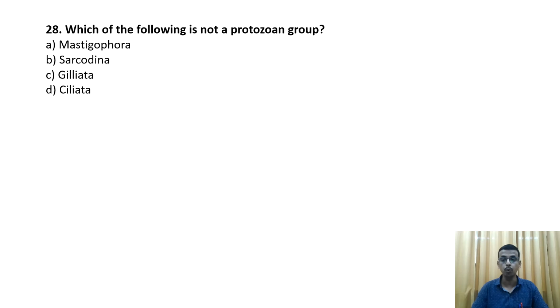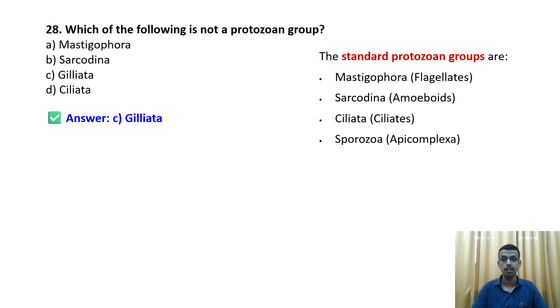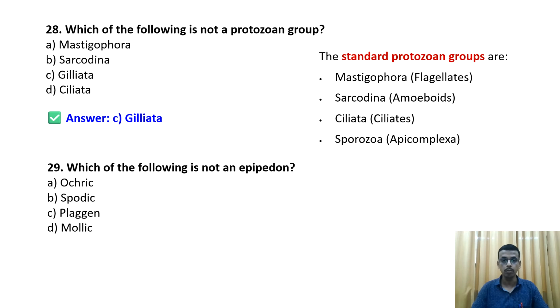Which of the following is not a protozoan? This question came from the book of Brady. So there are amoeba, Mastigophora, Sarcodina, Ciliata. These all are protozoan groups. But Ciliata or some other option are there, that is not in the protozoan group. See, Mastigophora are flagellates, Sarcodina are amoeboids, Ciliophora are ciliates, Sporozoa are Apicomplexa. So these all are the protozoan groups. Only one is not.